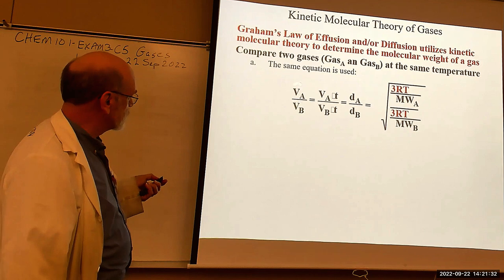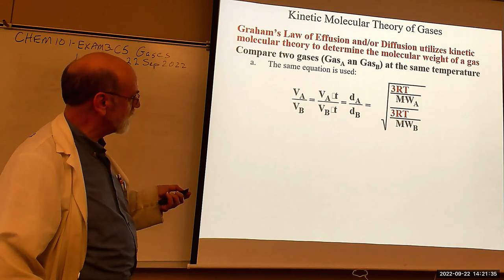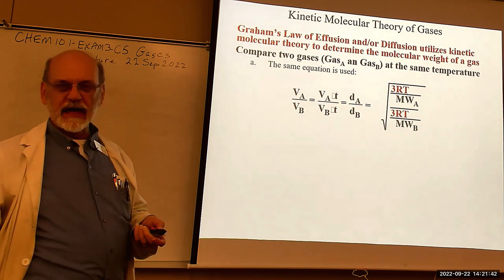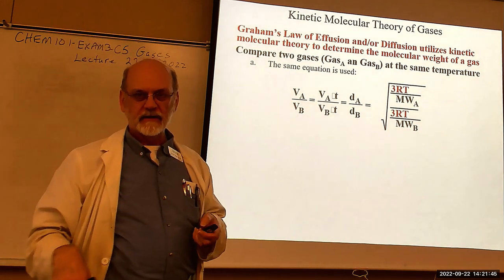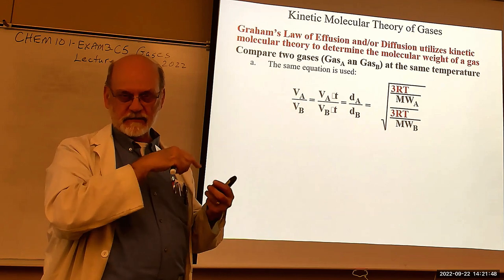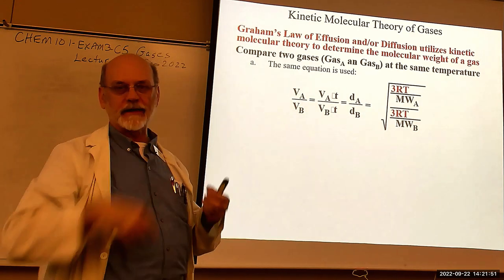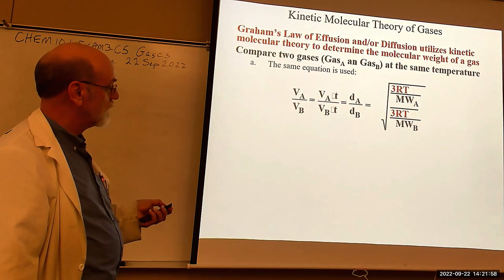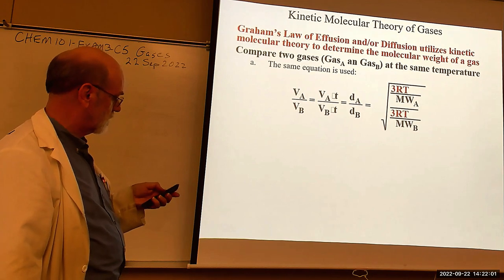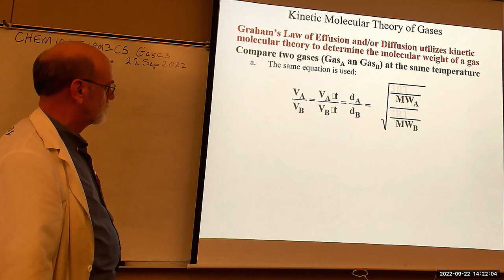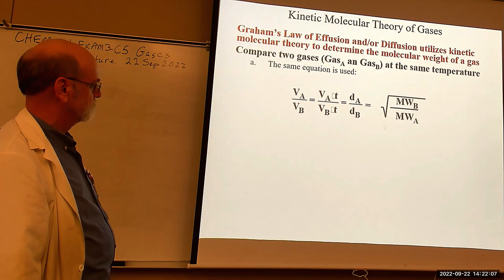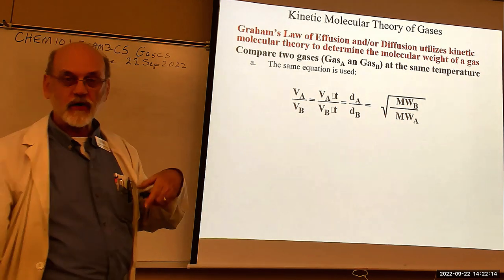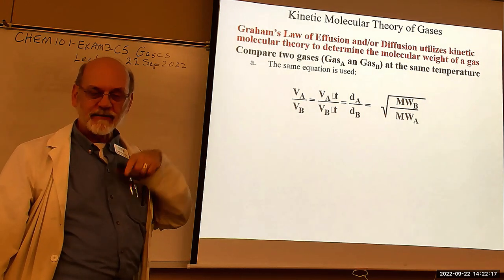But we also know that this velocity is equal to the square root of 3RT divided by the molecular weight of A. And this one is 3RT divided by the molecular weight of B. And the square root is over the whole thing. It could be over individual terms, but then math says you can make the square root over the whole thing. So we cancel the threes. R's are the same. They're at the same temperature. So these terms cancel out. Now let's rearrange it. So now the ratio of the velocity of A to the velocity of B is equal to the square root of the molecular weight of B divided by the molecular weight of A.